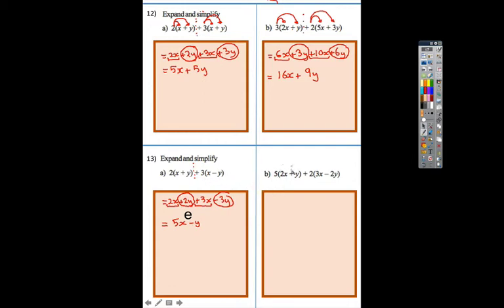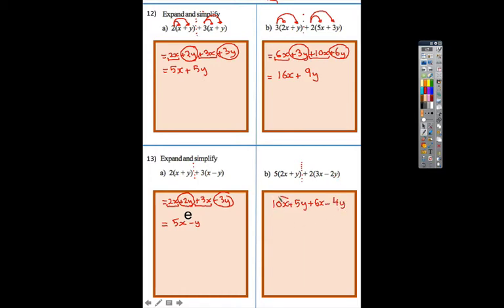Right, this one here again, 2 brackets, we need to expand and simplify. There's a barrier there. Now we're going to deal with this. 5 times 2x is 10x. 5 times y is plus 5y. 2 times 3x is plus 6x. 2 times minus 2y is minus 4y.